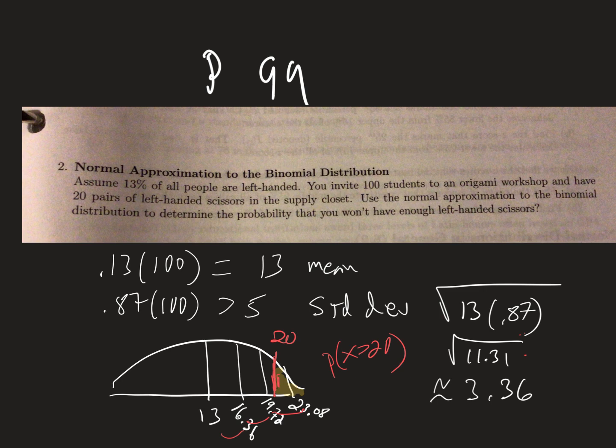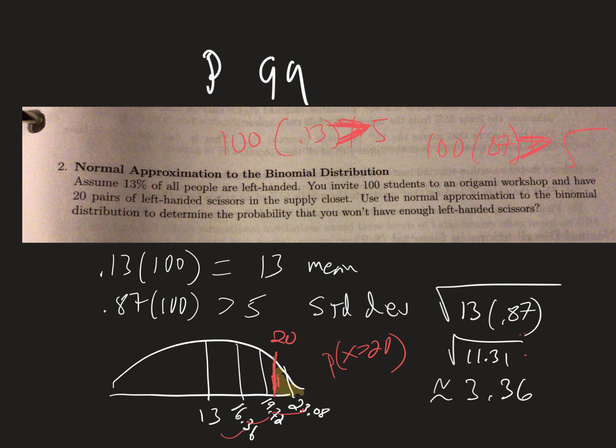The first thing I want to do is make sure I can use the normal distribution. Is it a binomial distribution? I can see that, yes or no: 13% of people are left-handed. The probability stays the same, and whether I'm left-handed or you're left-handed doesn't affect the outcome. There's a fixed number of trials. That's definitely a binomial distribution. The other thing to check is n times p, 100 times 0.13, greater than 5? Yes. And 100 times 0.87, 1 minus 0.13, bigger than 5? Yes.